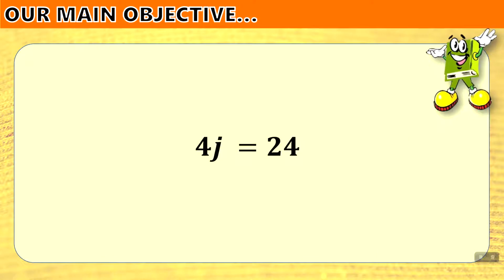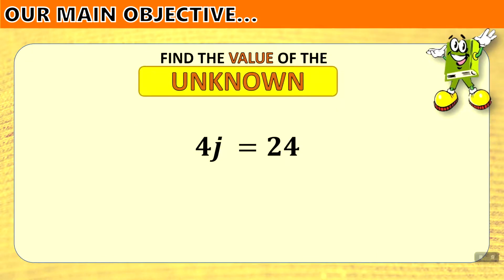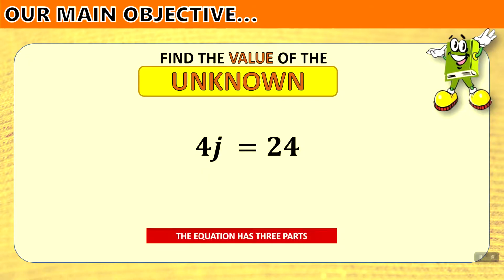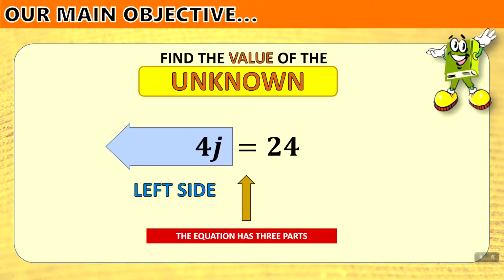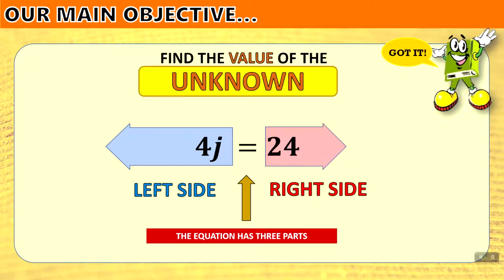Remember that our main objective in equations is to find the value of the unknown. In this equation, 4j equals 24, the unknown is j. We need to find out what value j will take on to solve this equation. You can look at an equation as having three parts: the equal sign in the middle, the left side, and the right side. The equal sign separates the equation into two parts, the left side and the right side.